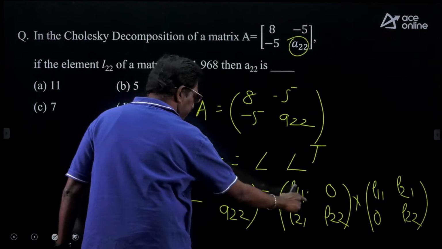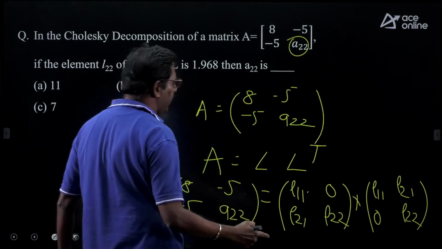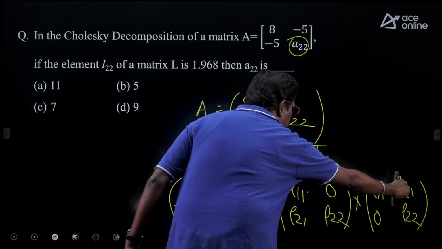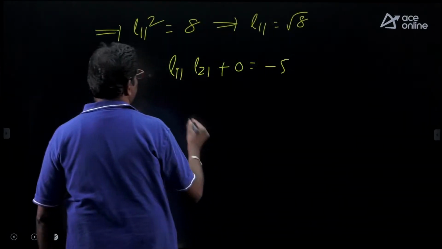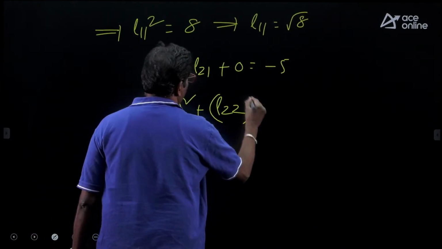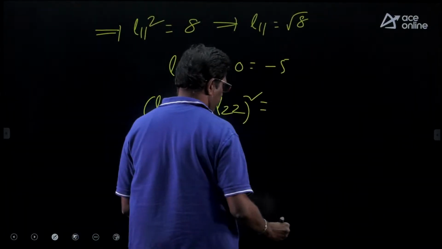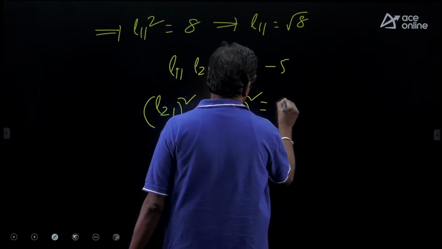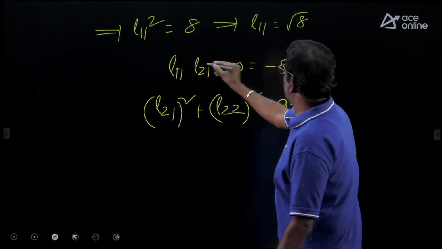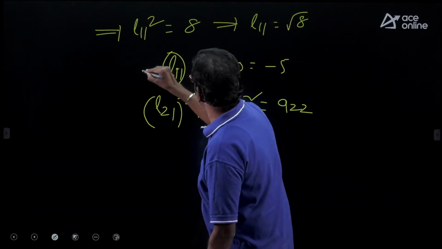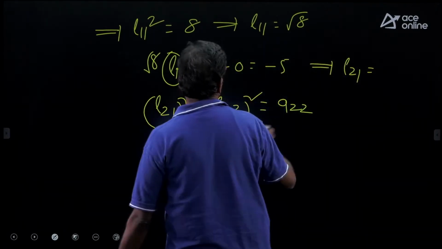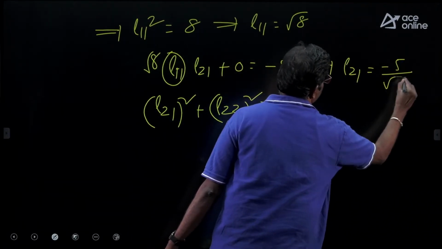Next, A22 is required, and you need not compare all the elements. You multiply these two again: L21 whole square plus L22 whole square is equal to A22. Very clear. From this, the L11 value is already available. This is root 8. Now, what is L21 from this? L21 is equal to minus 5 by root 8.